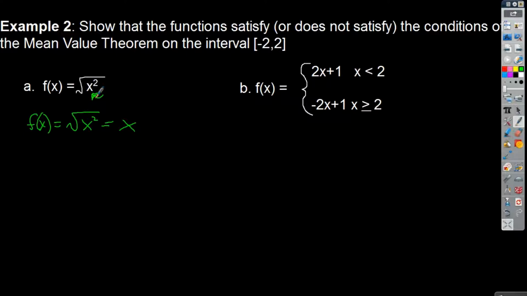Let's see what would happen. If I pick -3, I'd have -3 squared, and then I would take the square root, I would have +9. The square root of +9 is 3. So what's happening here is not y equals x, it's actually y equals the absolute value of x, because the square is making every term positive.